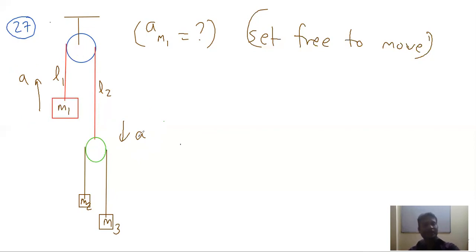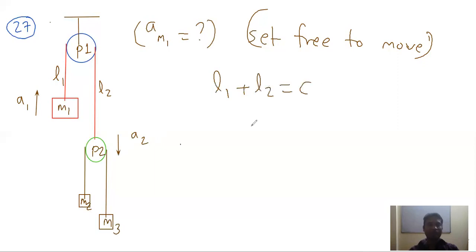Okay, so let us see how to use length constraints for M1 and pulley 2. So this is pulley 1 and this is pulley 2. Let us say we don't know the relation between the acceleration of M1 and pulley 2. So let me consider the acceleration of M1 as A1 and the acceleration of pulley 2 as A2. Let us find the relation between A1 and A2 by using the length constraint. So L1 plus L2 is constant.